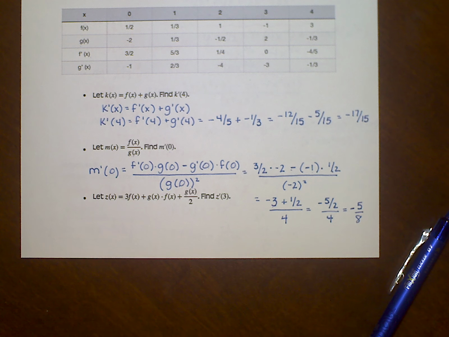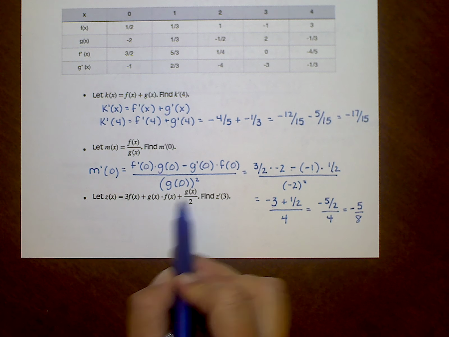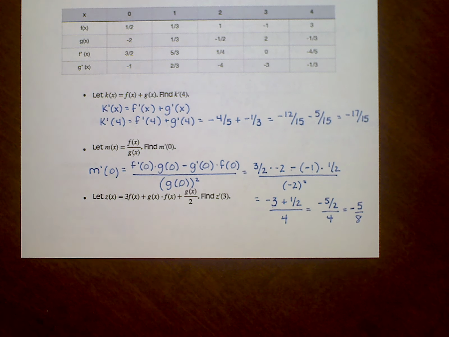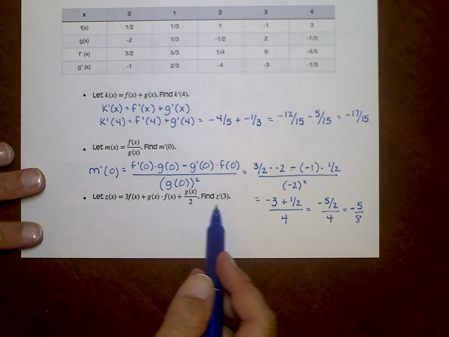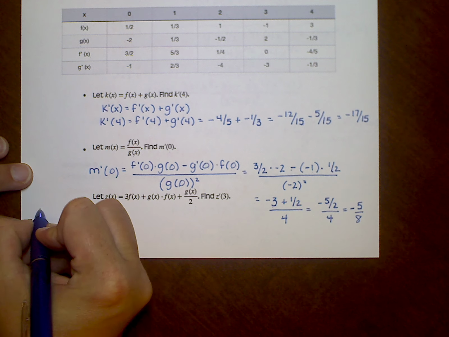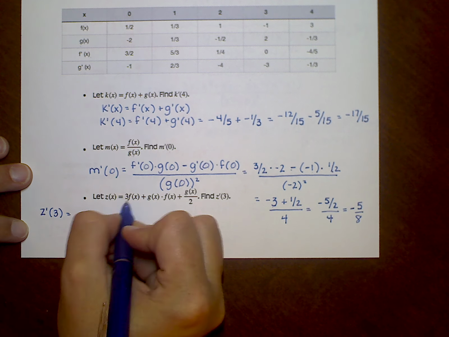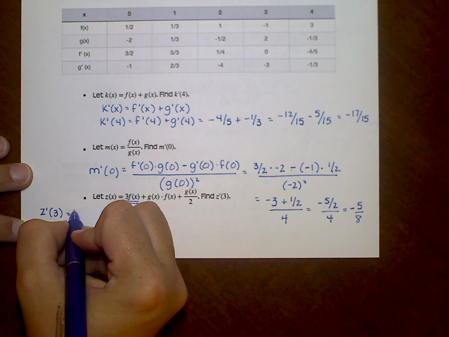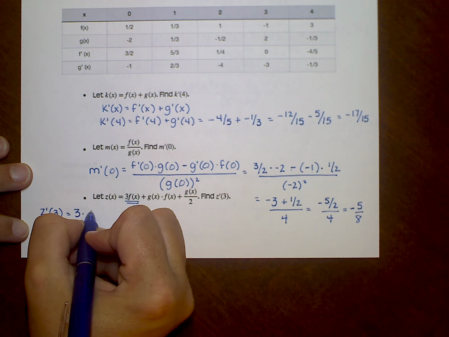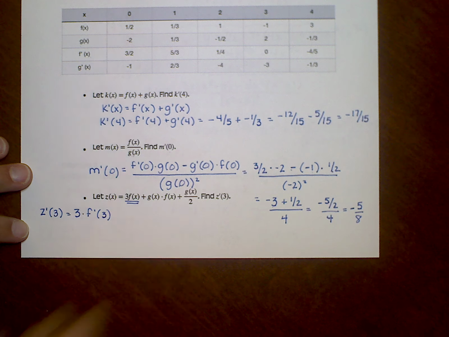Hey, last one. This looks like fun. Look at this z of x function. Okay, 3 times f of x plus g of x times f of x plus g of x over 2. And we're going to find z prime of 3. Okay, so I'm going to just start by putting in all the 3's here. So z prime of 3 is going to be, all right, let's think about this guy. This is 3 times the derivative of f at 3. So 3 times f prime of 3.